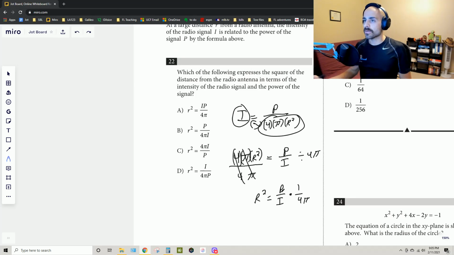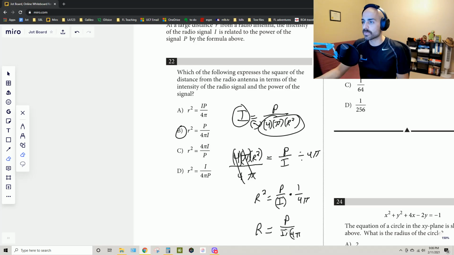And we can already see that it's already looking a lot like b here. But what really brings it home is that we can just multiply our numerators. So p times 1 just gives you p. And then I times 4 pi would just be I times 4 pi. And the fact that they're all being multiplied means that we don't even need to put these brackets there. It can just end up being b.